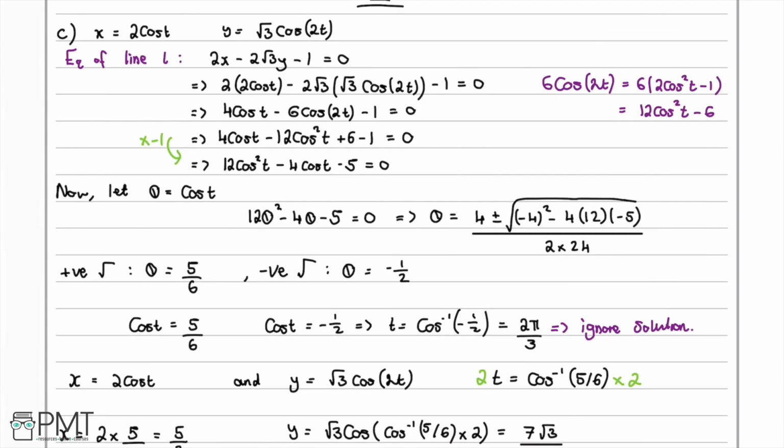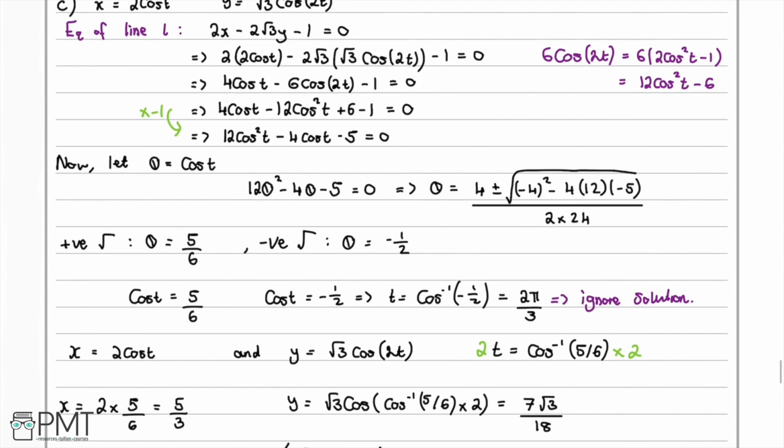Now for part C of this question, there was 6 marks available. We received our first mark for substituting x equal 2 cos t and y is equal to root 3 cos 2t into our equation of the line from part B of the question. We then received our second mark for using this double angle formula here. We then received our third mark for getting this quadratic here. So 12 cos t squared minus 4 cos t minus 5. We received our third mark for that.